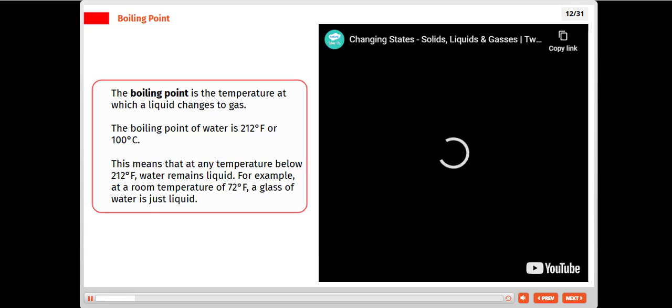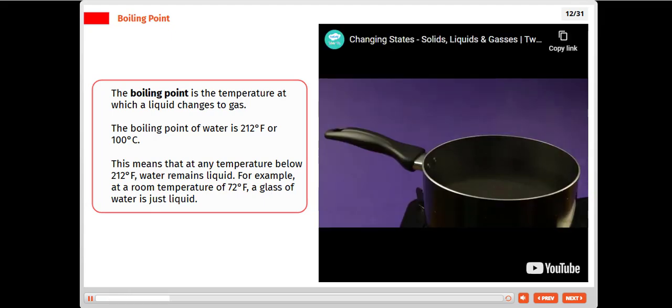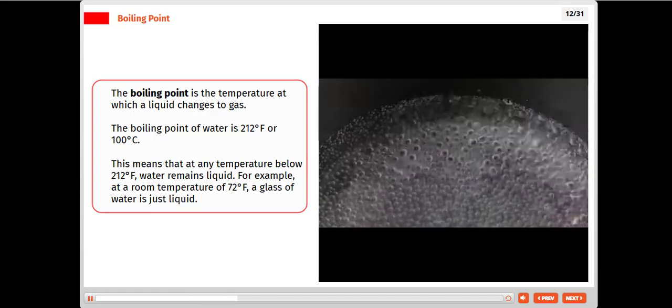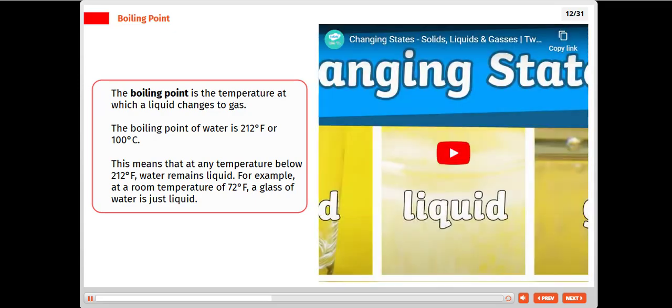The boiling point is the temperature at which a liquid changes to gas. The boiling point of water is 212 degrees Fahrenheit or 100 degrees Celsius. This means that at any temperature below 212 degrees Fahrenheit, water remains liquid. For example, at a room temperature of 72 degrees Fahrenheit, a glass of water is just liquid.